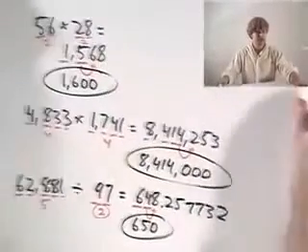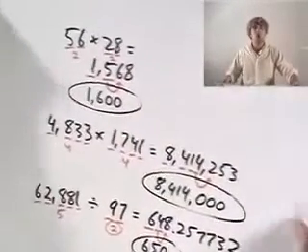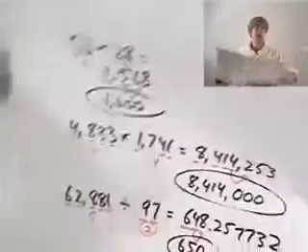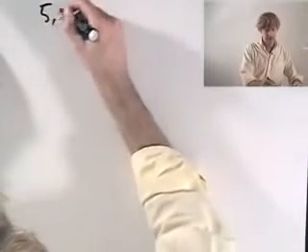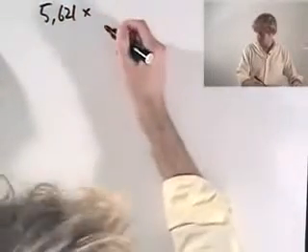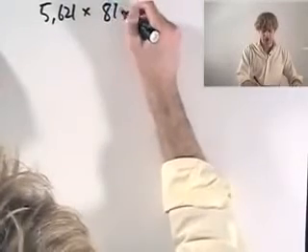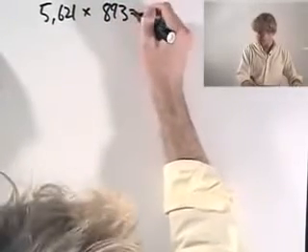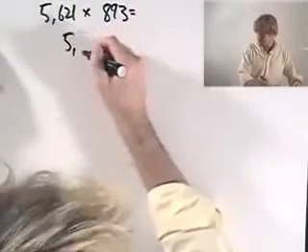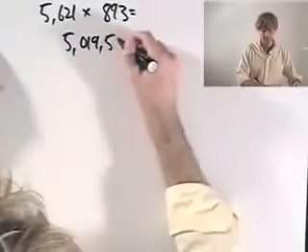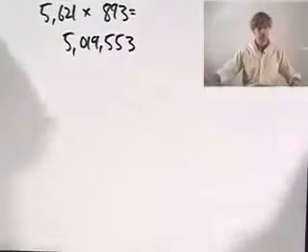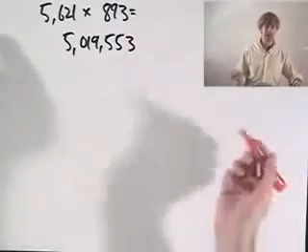Let's look at a few more examples of numbers that we have to multiply or divide that don't have the same number of significant figures. Let's look at 5,621 times 893. The answer that I get there is 5,019,553. Well, you've probably already gotten the hang of it.